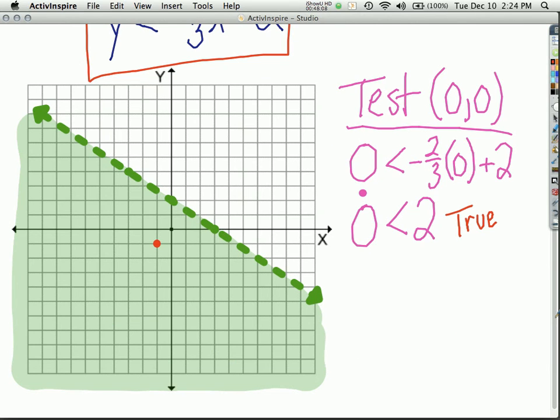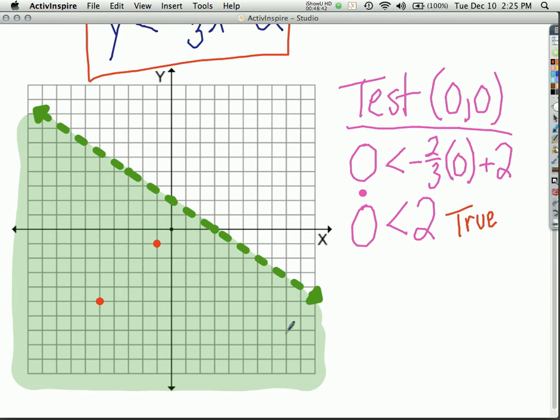Can I have another one? Pick another point in the shaded region. -5, -5. So negative 5, negative 5. What should happen if I plug negative 5 comma negative 5 into the inequality? What should happen? Edgar? Should make a true statement.